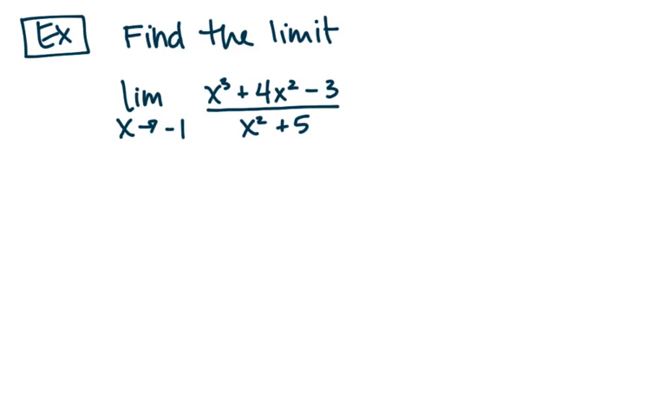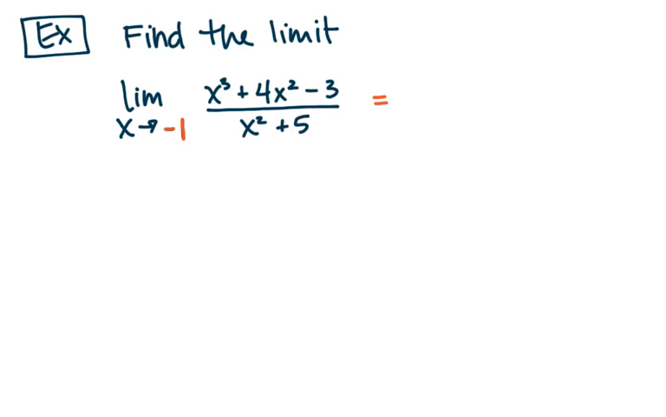So here we have a rational function. We are looking at the limit as x approaches -1 of the rational function created by dividing two polynomials. We have a cubic polynomial in the numerator over a quadratic polynomial in the denominator. So x cubed plus 4x squared minus 3 divided by x squared plus 5. If we want to find the limit, all we're going to do is plug in -1.